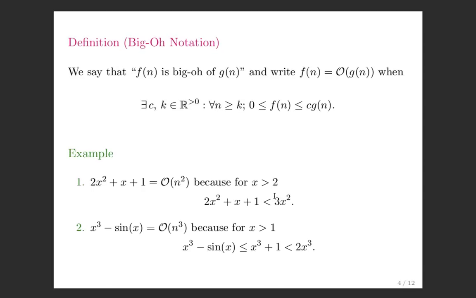Examples. 2x squared plus x plus 1 is big O of n squared because for all x greater than 2, 3x squared is bigger than 2x squared plus x plus 1. Right? There is one polynomial of the same degree with a higher constant which exceeds it.